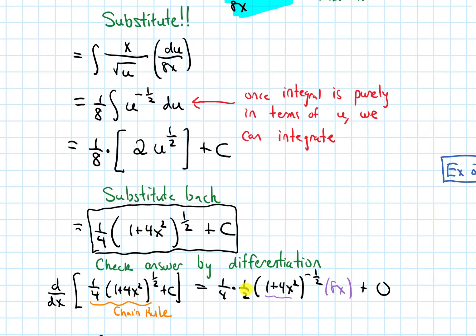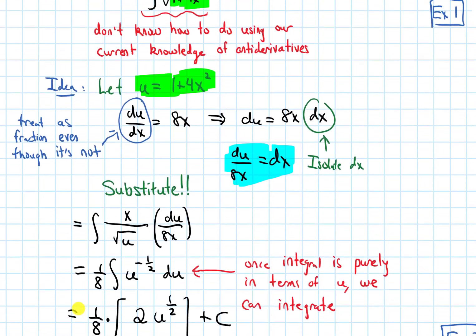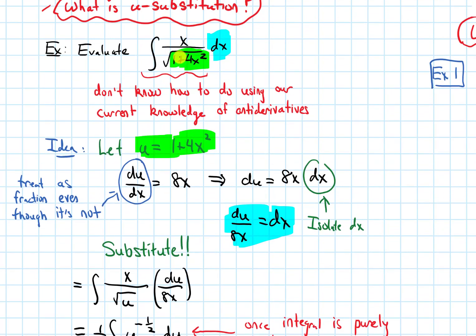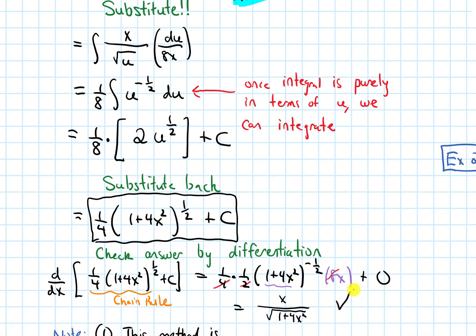Okay, so we get some cancellations. This 4 and the 2 become an 8, and that cancels this 8. Then I can leave this x at the top of the fraction, and this whole thing to the negative 1/2, I can bring to the denominator as a square root. So I get square root of 1 plus 4x squared. But that was our original function, so I'm going to put a check mark next to this. That means we've done this correctly.